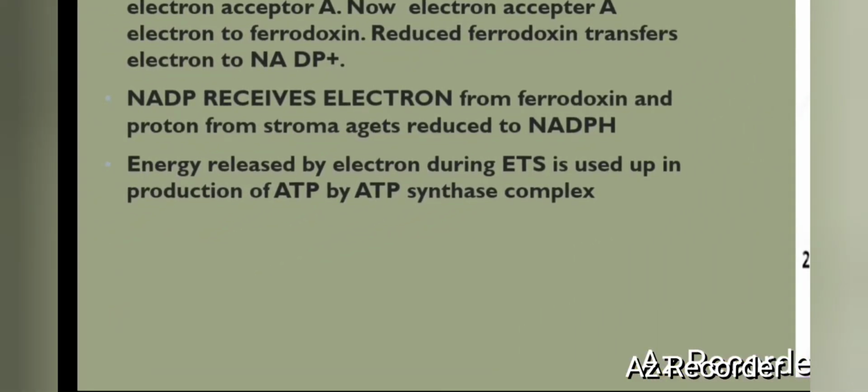Energy released by the electron during ETS, electron transport system, is used in the production of ATP by ATP synthase complex.